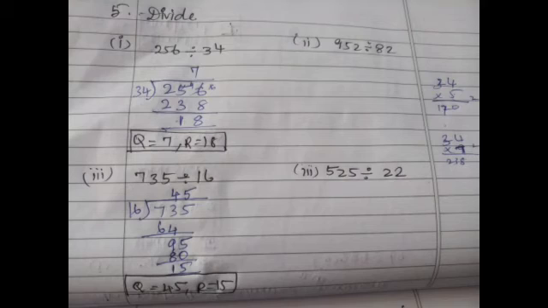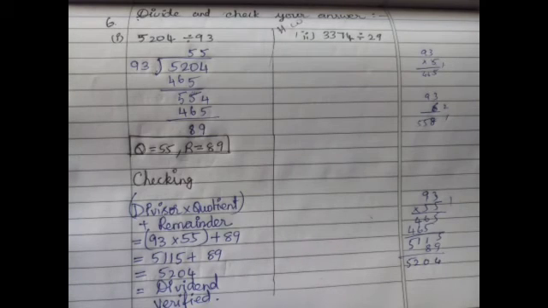First, 16 is a 2 digit number, so take the 2 digit number 73. In 73 we have 4 times 16 is 64, remaining 9. Bring down the next number, we have 95 in our hand. 16 into 5 is 80. Remaining is 15. So the quotient is 45 and remainder is 15. So similarly, 2 more sums are given for you as an assignment. Do it, children.